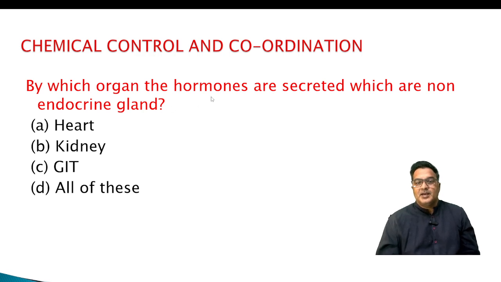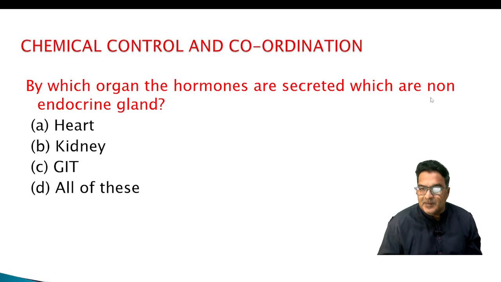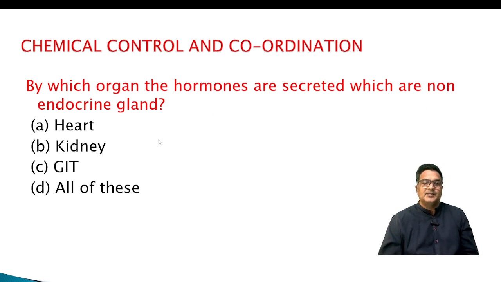By which organs are hormones secreted which are non-endocrine glands? Which organs' hormones are secreted which are non-endocrine glands? Heart, kidney, gastrointestinal tract, all of these.